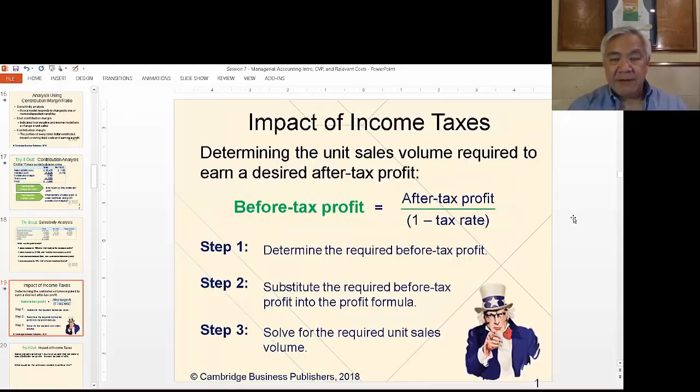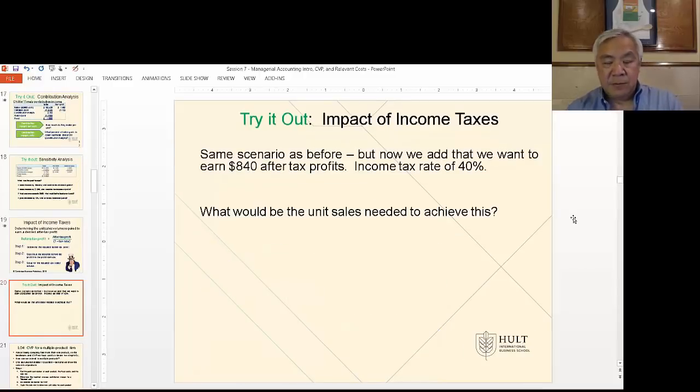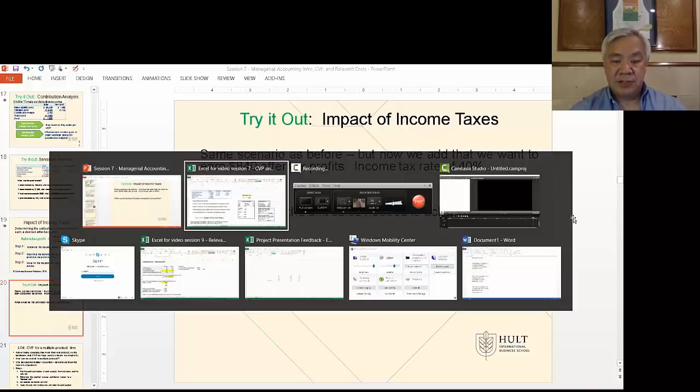Next, we look at impact of income taxes. What we're going to look at is how can we modify our break-even formula, which is a pre-tax profit, by introducing a tax rate. What we notice is that pre-tax income is equal to the after-tax profit divided by 1 minus tax rate. Because of that, we can then figure out the amount of unit sales if we have taxes. The actual example, again, we're bringing the same base set of data, and now we're going to modify slightly. So here it is. We want to earn $840 in after-tax profit, and the income tax rate is 40%. What are the sales necessary to achieve that?